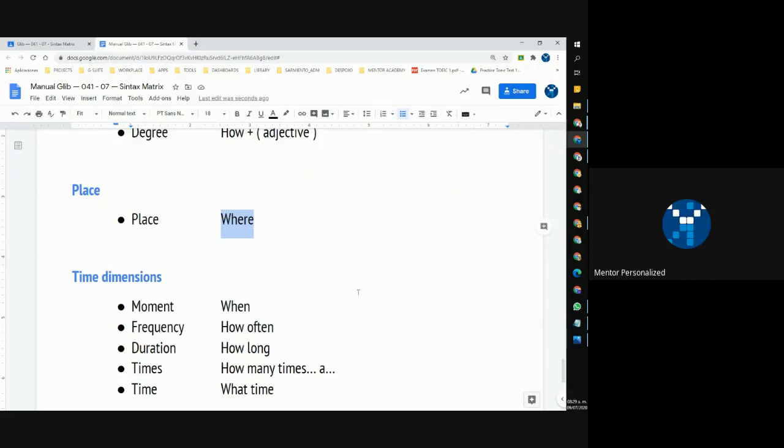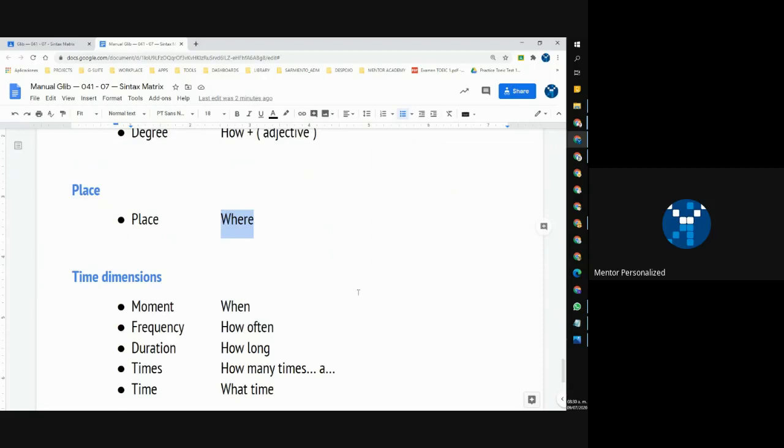Repeat, where do you live? Okay, where do you live? Where do you live? Very good, because I am from Querétaro. I am in my house in this moment, but I live in La Condesa.